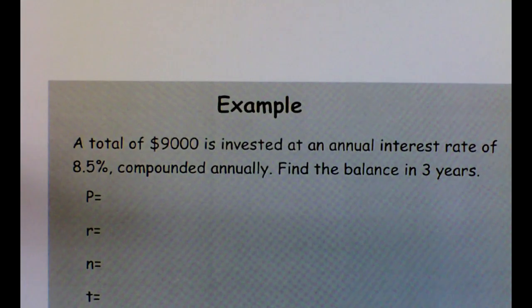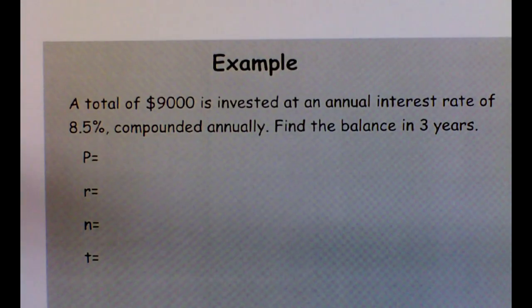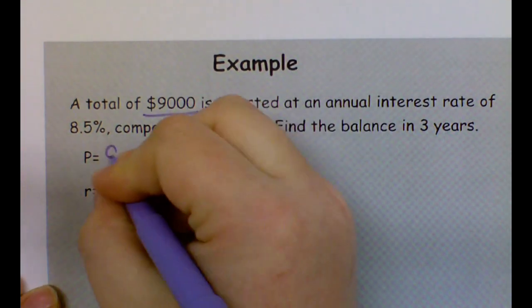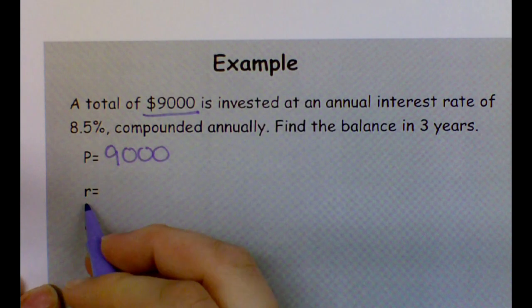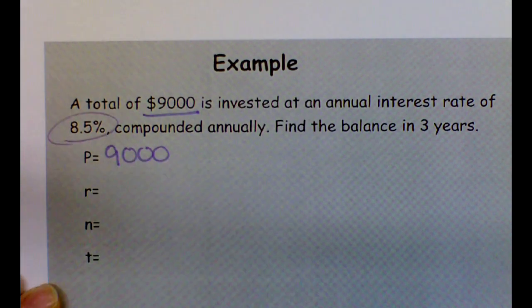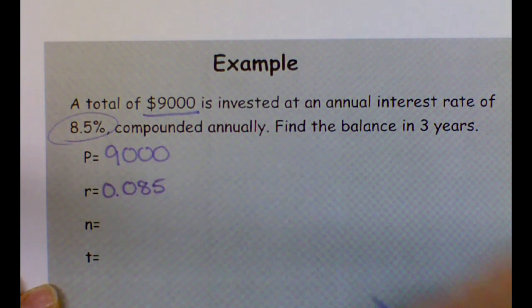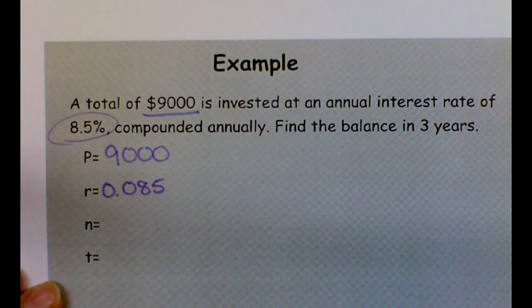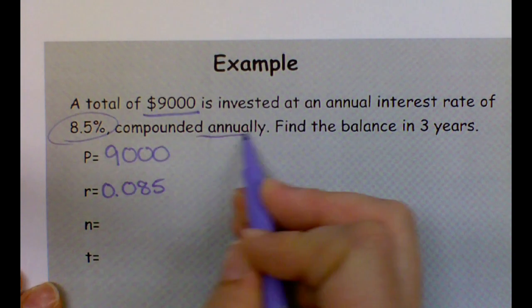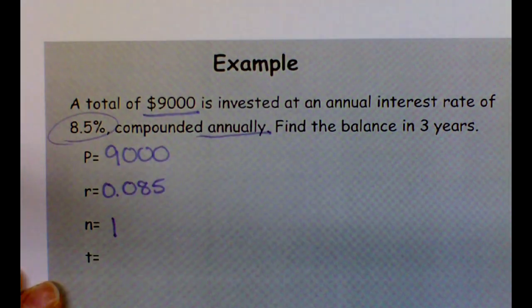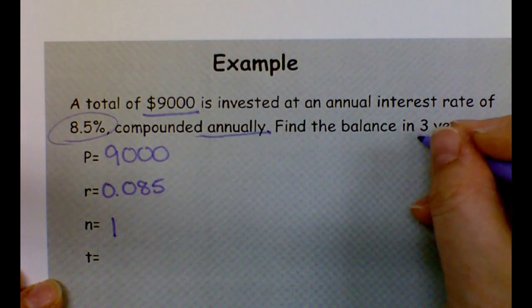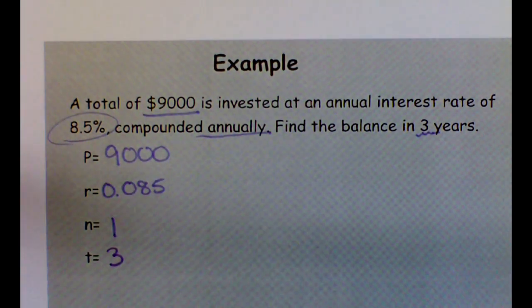So a total of $9,000 is invested at an annual interest rate of 8.5% compounded annually. Find the balance in 3 years. Let's start by identifying our values. P, our principal. Principal is what we initially borrow. That's $9,000. R is our rate. That's 8.5%, but turned into a decimal, so 0.085. N is the number of times it's compounded per year. If it's compounded annually, that means it's 1 time per year. And T is our time, 3 years, 3.